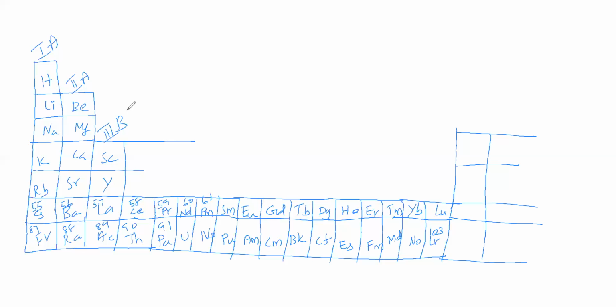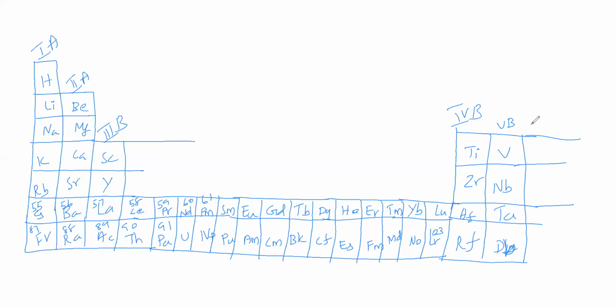Next, here 3b is over. All these elements are 3b. Next 4b: titanium, zirconium, hafnium, rutherfordium. Next is 5b: vanadium, niobium, tantalum, dubnium. And you continue with 6b, 7b, like this we are continuing.